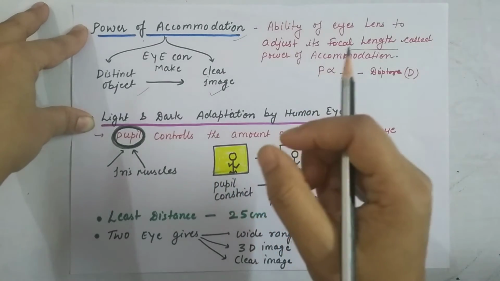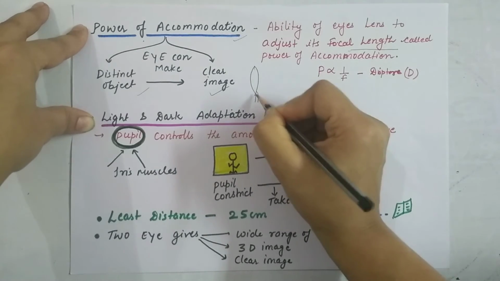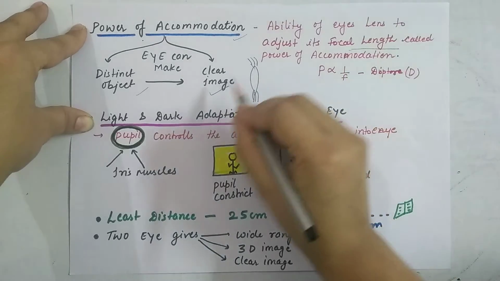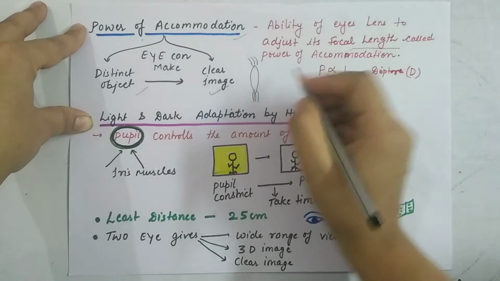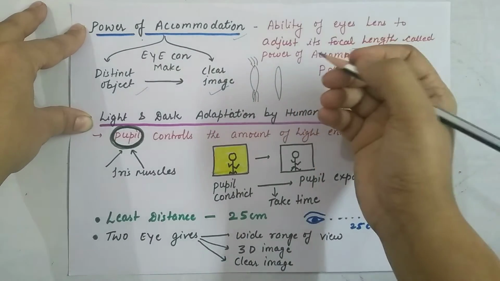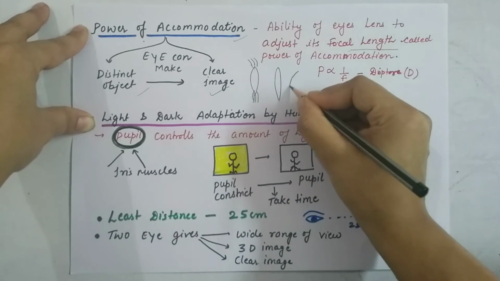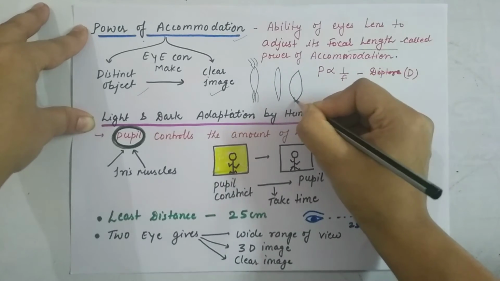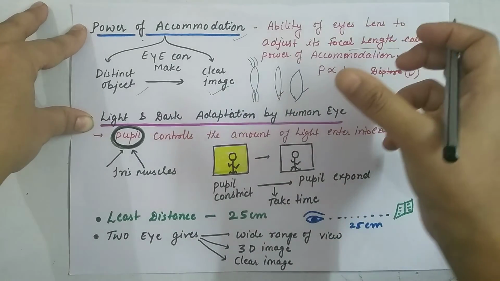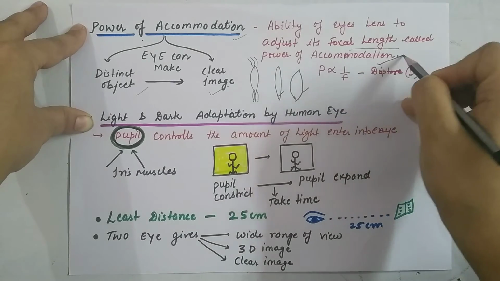The ciliary muscles. So this is the lens, and here the ciliary muscles are attached. Sometimes we need the focal length to be very long, so the lens becomes like this. If we need a very short focal length, to see a closer object, then the lens becomes like this. So the size of the lens starts to change or adjust according to how far the object is. That is called power of accommodation.